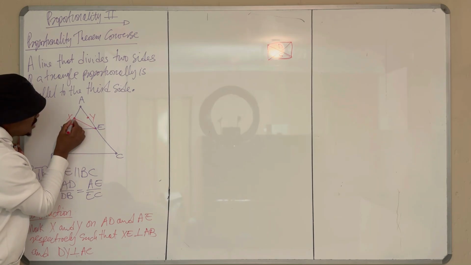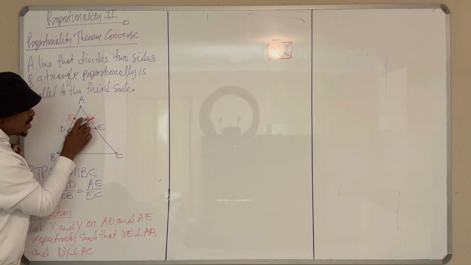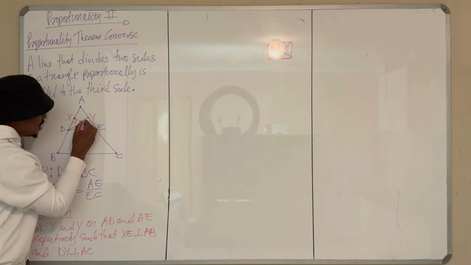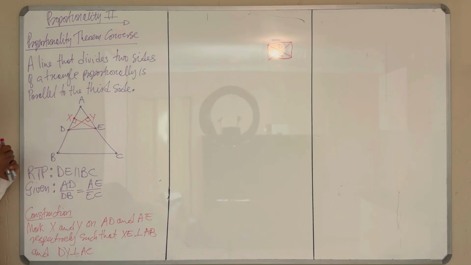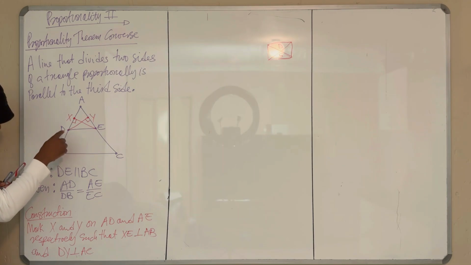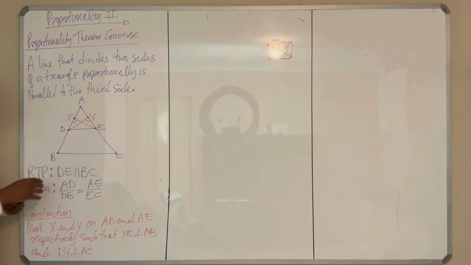So we're going to mark this line here. We mark the point X such that this is 90 degrees, and mark that point Y so that this here is 90 degrees. If you look at XE and DY, you can see that these are perpendicular heights of this triangle. So those are altitudes of that triangle. Right? Yes. No problem.